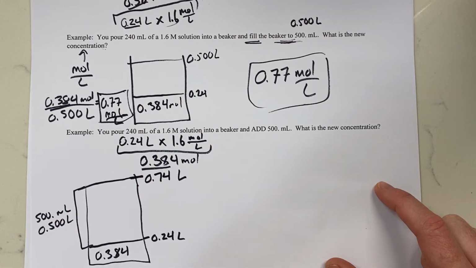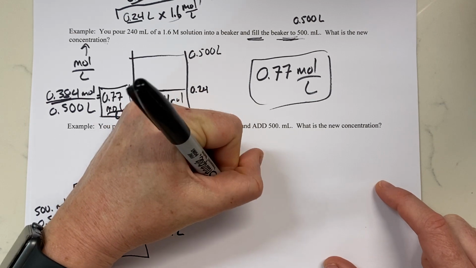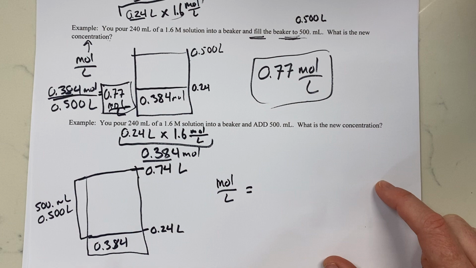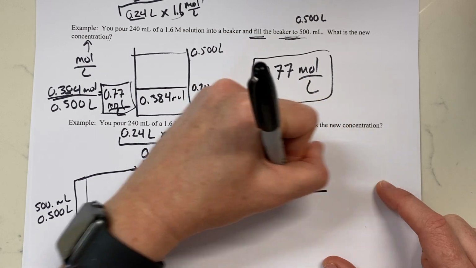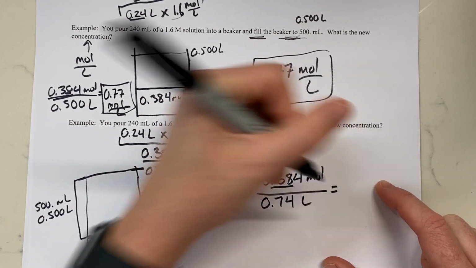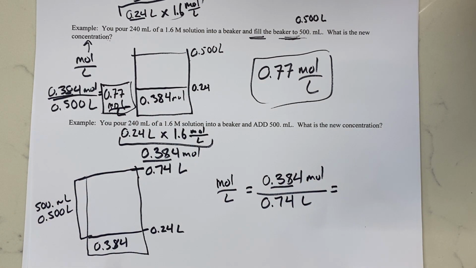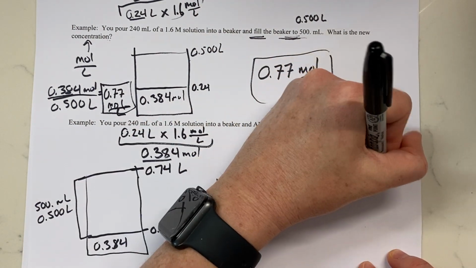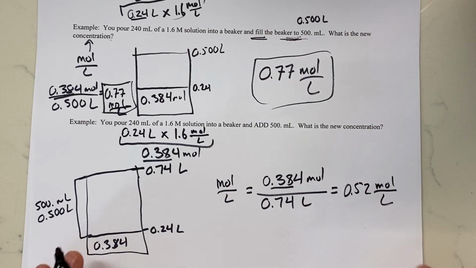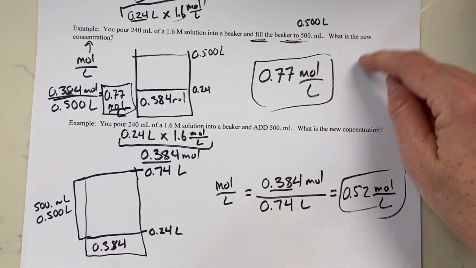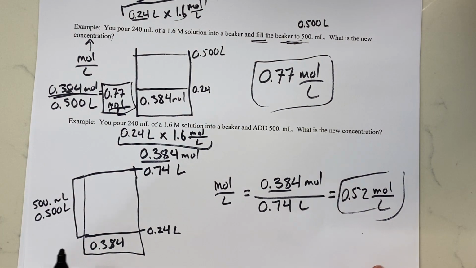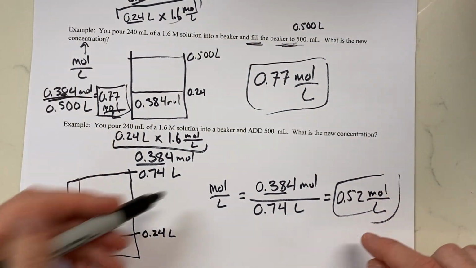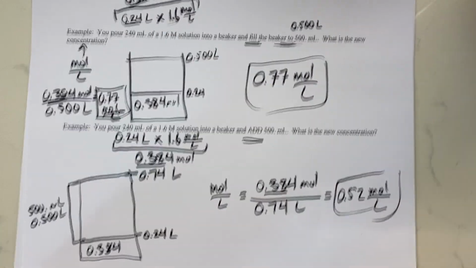So now, when we go to figure out our concentration, which is in mole per liter, we again just ask the same question. How many moles are in there? 0.384. How many liters? 0.74. So we take 0.384 divided by 0.74, and I get 0.52 mole per liter. And that should make a lot of sense because it should be less concentrated than this one, because in this one we added less water. This one we only added 260 milliliters. Here we added 500 milliliters, so a lot more water. Make sure you know the difference between these two things. Make sure you understand the difference between the fill to and the add. Those are very important.